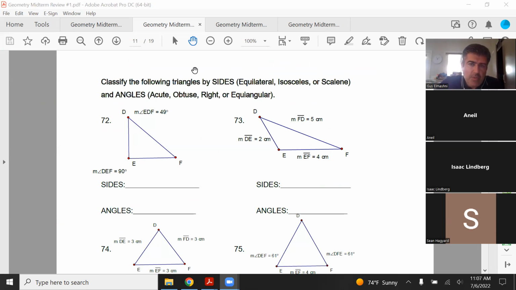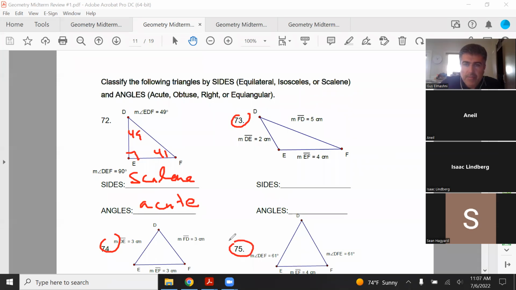So you do have some variety, but equilateral and equiangular are going to be together all the time. So if this is 90, so that's a right angle, and that's 49, that's 41, then it's pretty clear it's a scaling. All sides will be different because all the angles are different, and it's acute. So now go ahead and try 73, 74, and 75 with the given information.